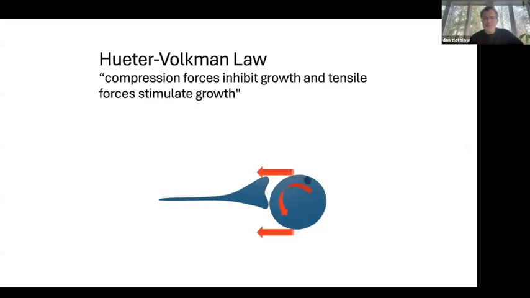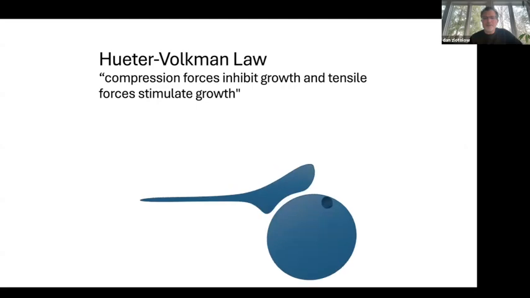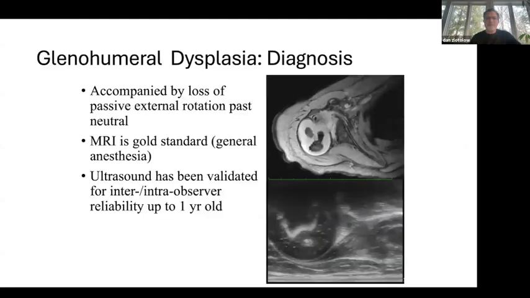And so with some internal rotation and posterior subluxation of the shoulder, due to the unbalanced forces of internal rotation that are not countered by external rotation forces, you end up loading the posterior glenoid, which then undergrows, and the anterior glenoid overgrows. And so you have this glenohumeral dysplasia that's accompanied by a loss of passive external rotation past neutral, and that's been shown to us by Mike Pearl and others.